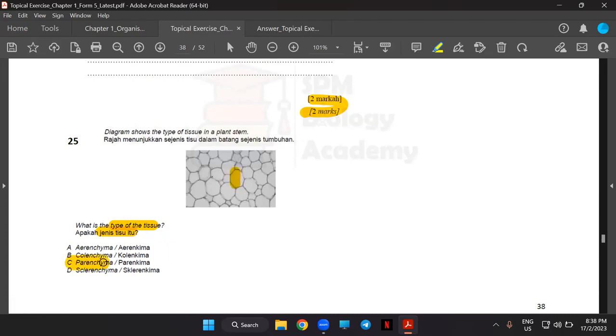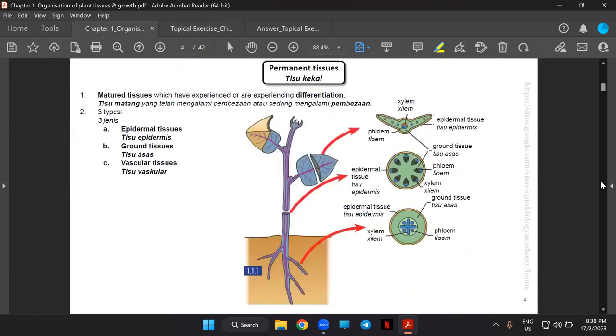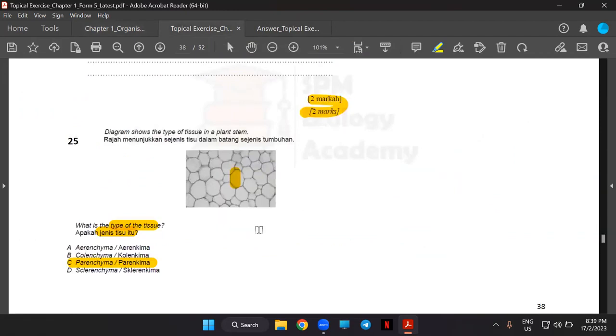Jawapan kita ialah parenchyma. Kalau kita lihat nota kita bawah parenchyma. Alright. Okay, di sini. You see here, thinnest cell wall. Cell wall dia yang paling nipis. So we can see that very clearly here. So jawapan kita adalah parenchyma.